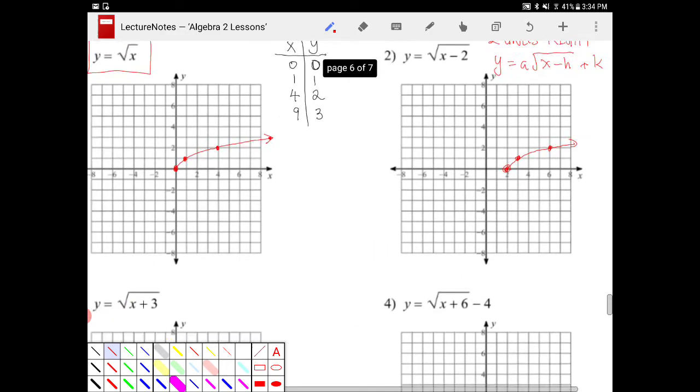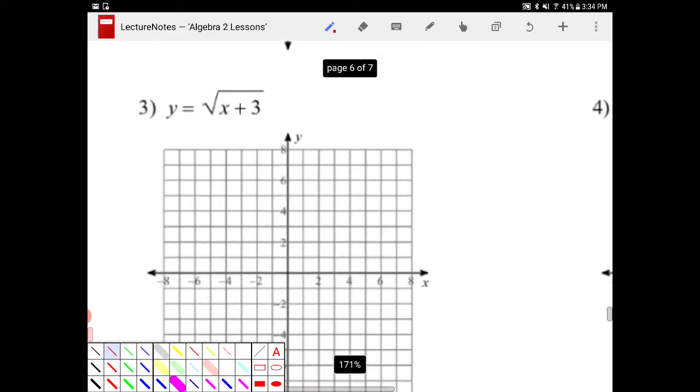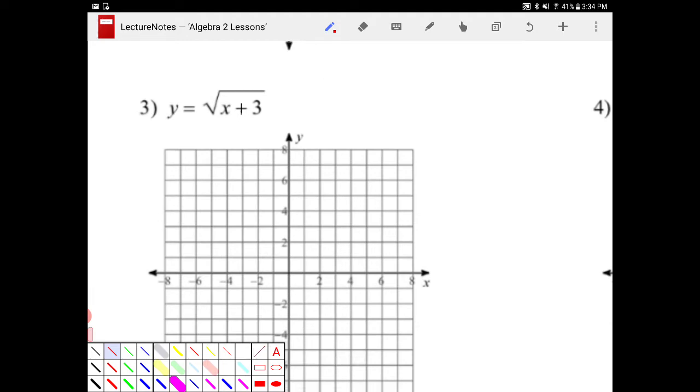Let's take a look at the next one. Here I'm adding 3, so that means h in this case is negative 3. So the vertex in this case is going to be negative 3 comma 0. And again, it's going to be in the same direction. It's going to look like this. Let's see here, 2, 4, 6.